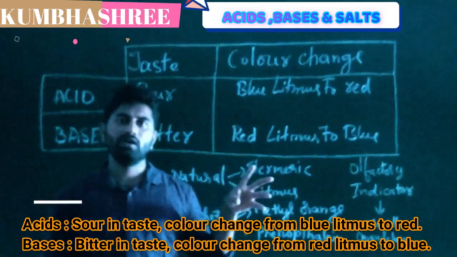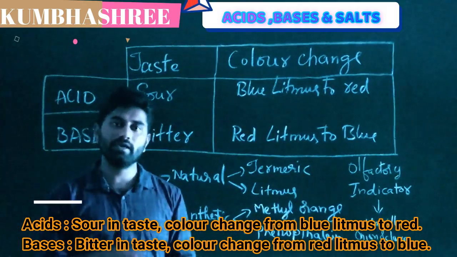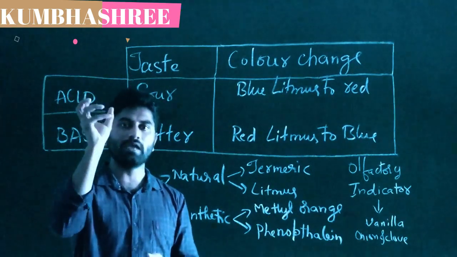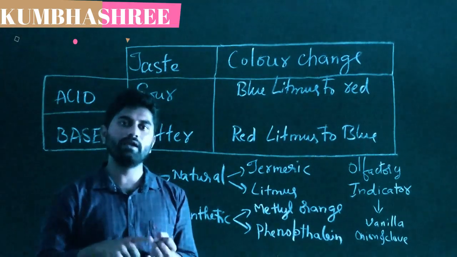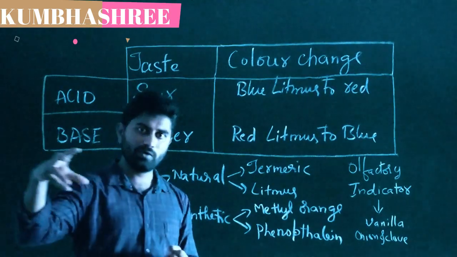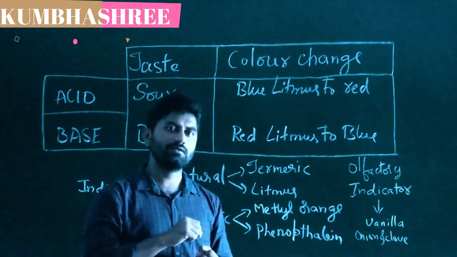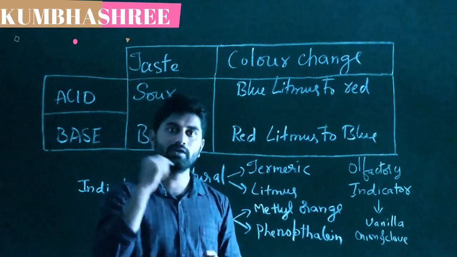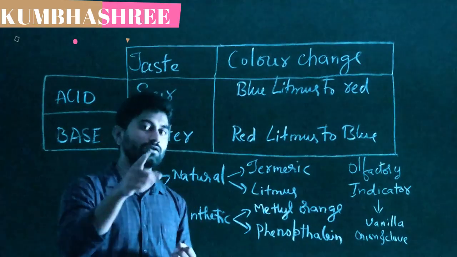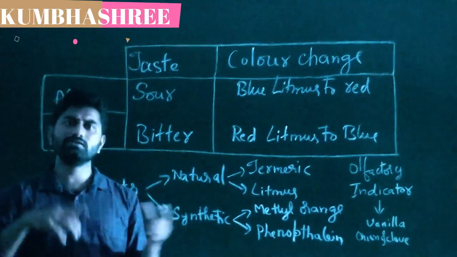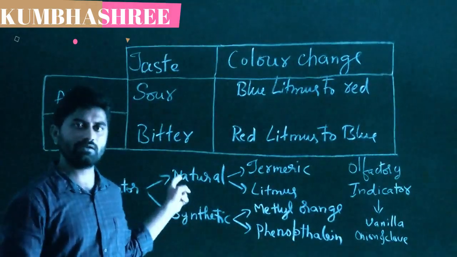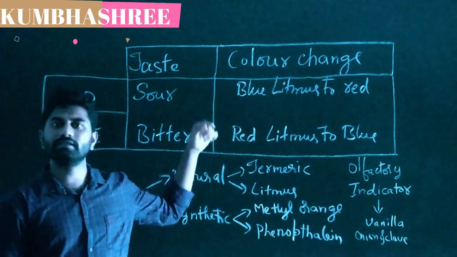Indicator in the sense, have you seen a police vehicle? I think at the front of the vehicle you have seen a siren. The siren makes a sound and you will get some colored light. If a police vehicle is moving nearby you, what does it indicate? You will get to know that the vehicle is moving. So that is an indicator, based on that light and sound. So that is the function of an indicator. Here also, when you consider an indicator, it is a thing which determines whether it is acid or base.